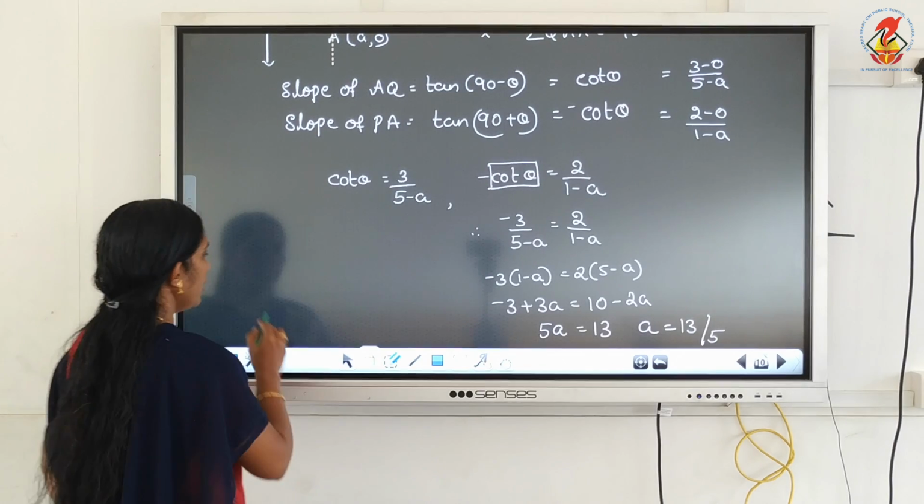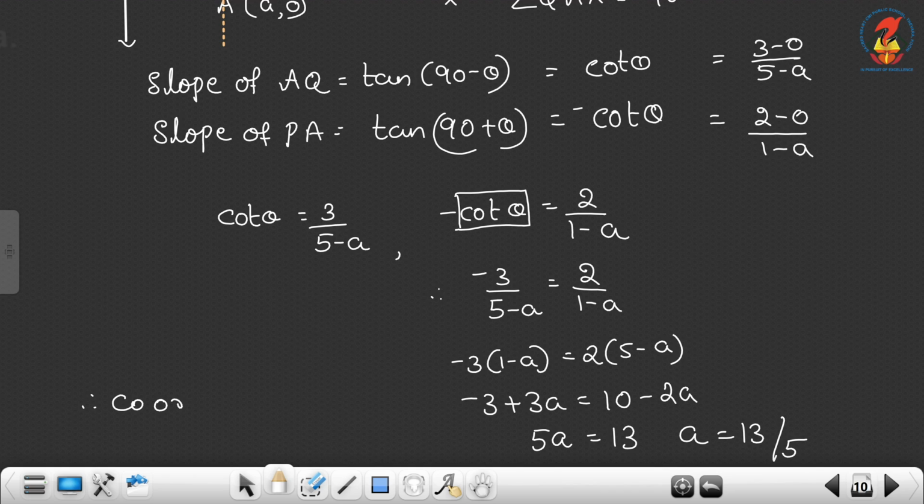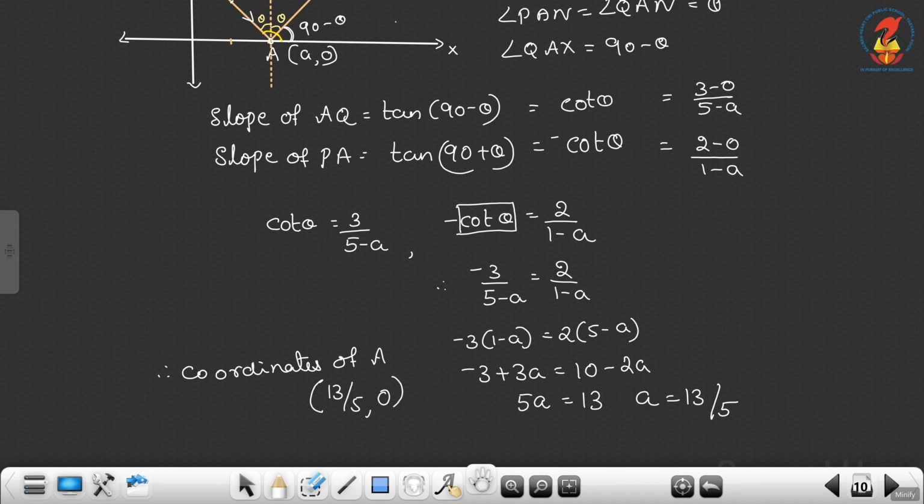So what about the coordinates? Therefore, the coordinates of A are the ordered pair 13 by 5, 0. Okay, is it clear?